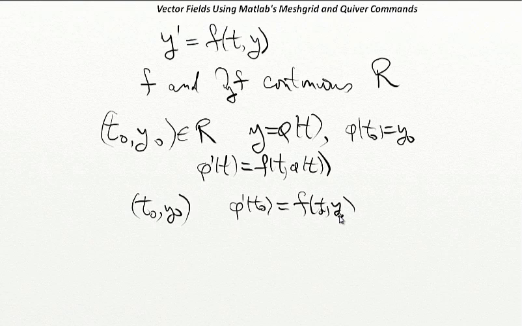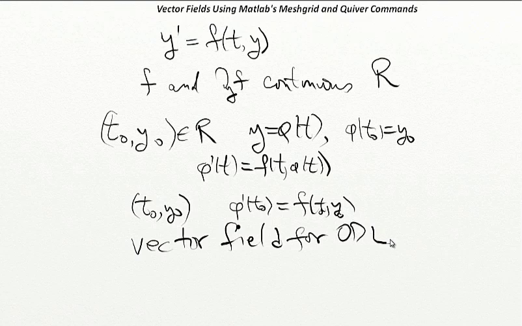So we select a matrix of values spread throughout the region R. We evaluate f at those points, and then we draw a small slope segment at each of the points with slope equal to the value of f at the point. This is called a vector field for the differential equation, or the ODE. It gives a general indication of the nature of the solution curves of the ODE.